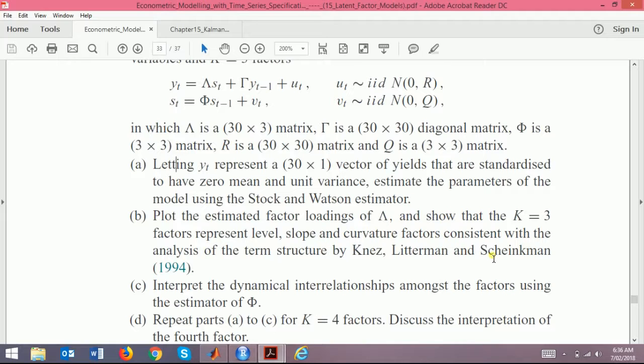Okay, so you need to show that each factor represents the level, slope and curvature factors, consistent with the analysis of term structure by Nelson, Litterman and Scheinkman. Fine.